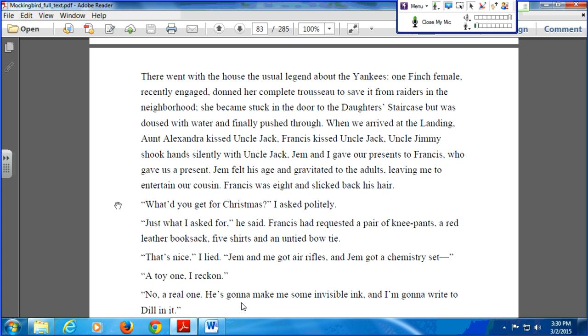When we arrived at the landing, Aunt Alexandra kissed Uncle Jack. Francis kissed Uncle Jack. Uncle Jimmy shook hands with Uncle Jack. Jem and I gave a present to Francis, who gave us a present. Jem felt his age and gravitated towards the adults, leaving me to entertain our cousin. Francis was eight and slicked back his hair.